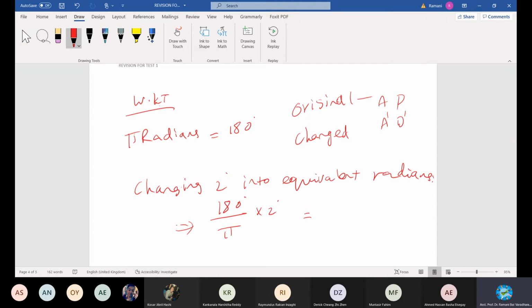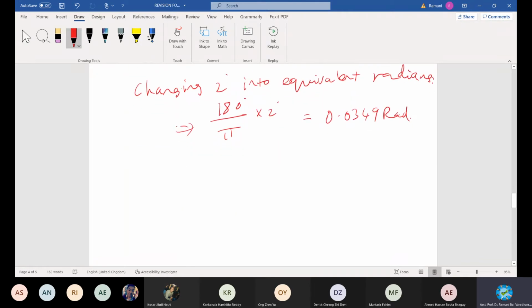How much is the radians? Give me the answer, please. 0.0349. Very good. You keep it like this in radians. This is the equivalent value. So I got the value in radians. Right, now let's use the formula at each and every point.